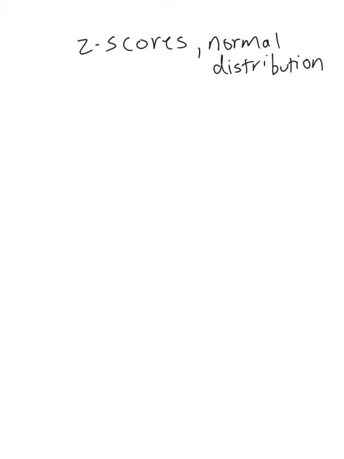So today we are going to be talking about chapter 6. Most importantly, it is over z-scores and the normal distribution. However, before we get into z-scores and normal distribution, we have to consider what z-scores and normal distribution apply to.